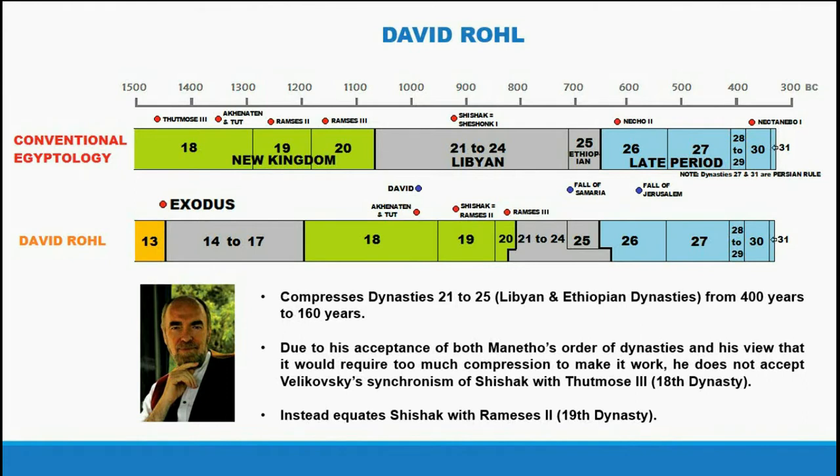David Roll compresses dynasties 21 to 25, that is the Libyan and Ethiopian dynasties, from 400 years down to 160 years. Due to his acceptance of both Manetho's order of dynasties and his view that it would require too much compression to make it work, he does not accept Velikovsky's synchronism of Shishak with Thutmose III of the 18th dynasty. Instead, he equates Shishak with Ramses II, or Ramses the Great, of Dynasty 19.